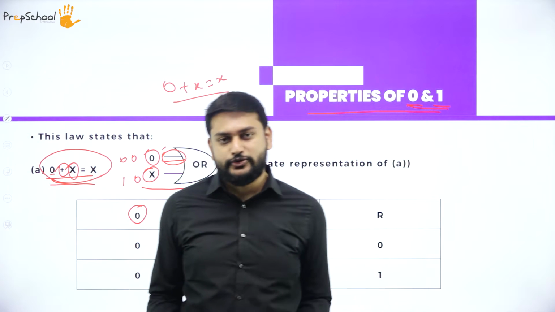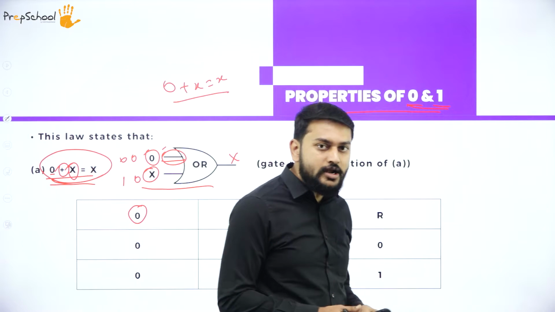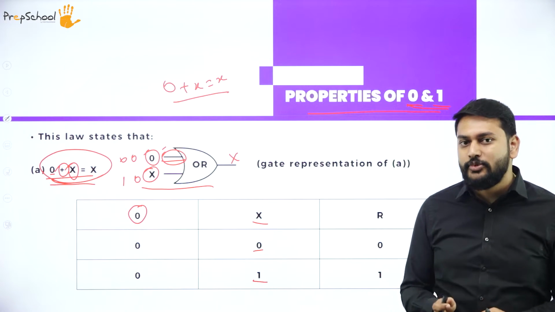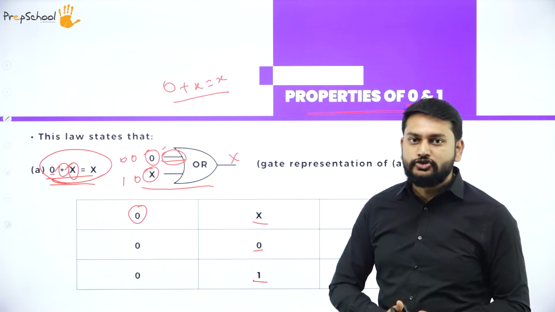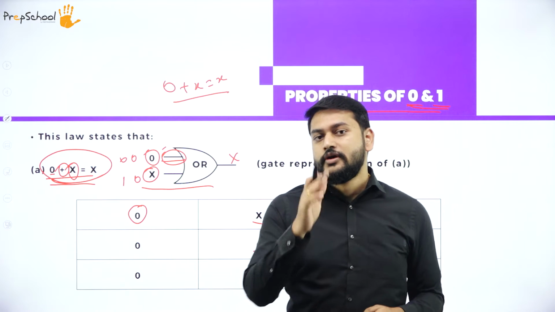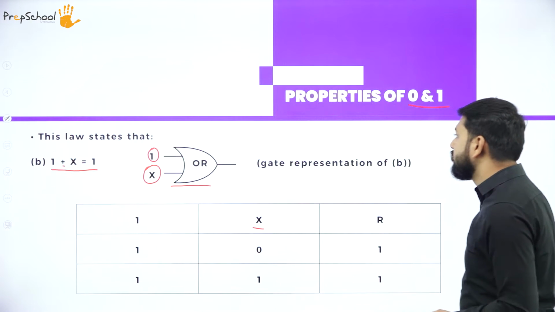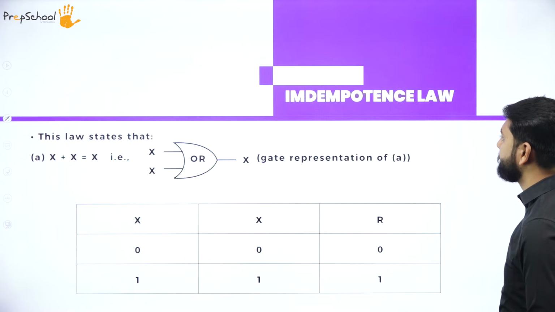They will ask you to prove. What is it that you have to write? You have to write the graphical symbol, you have to write the truth table, and you have to write the law. So this is very important, you have to remember that. So fine, you understood the properties of zeros and ones.